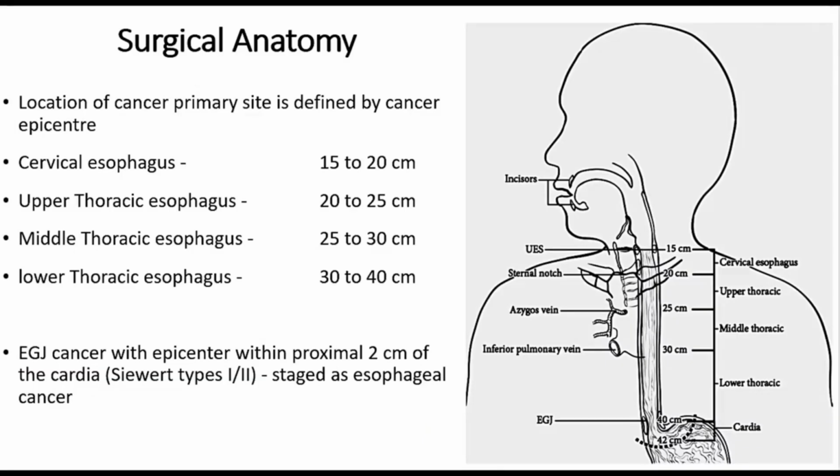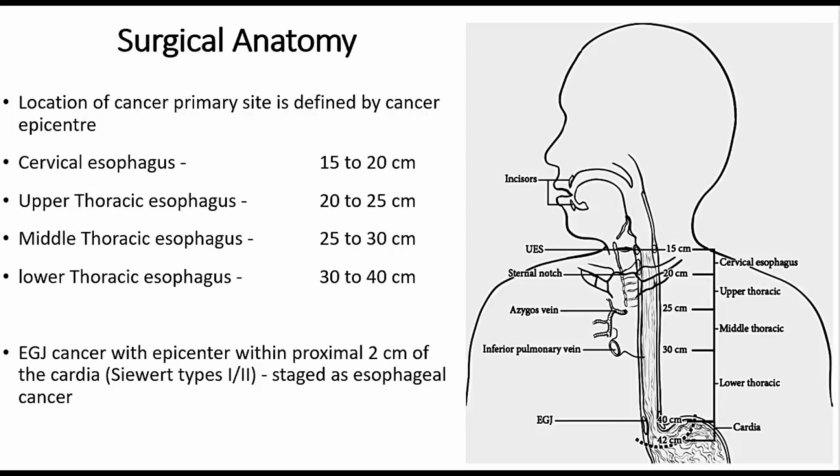The esophagus is divided into cervical, upper thoracic, middle thoracic, and lower thoracic. This is given in the latest edition of the Shackelford surgery book. This division is according to the endoscopic measurement. The upper esophageal sphincter is at 15 cm from the incisors. The first 5 cm, 15 to 20 cm, is cervical esophagus. And the next 5, 20 to 25, is upper thoracic. And 25 to 30, the next 5, is middle thoracic. And 30 to 40 is lower thoracic. So 5, 5, 5 and 10 is what we have to remember.